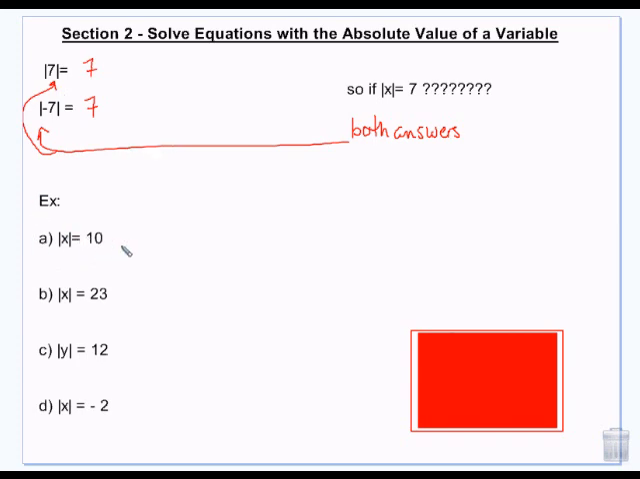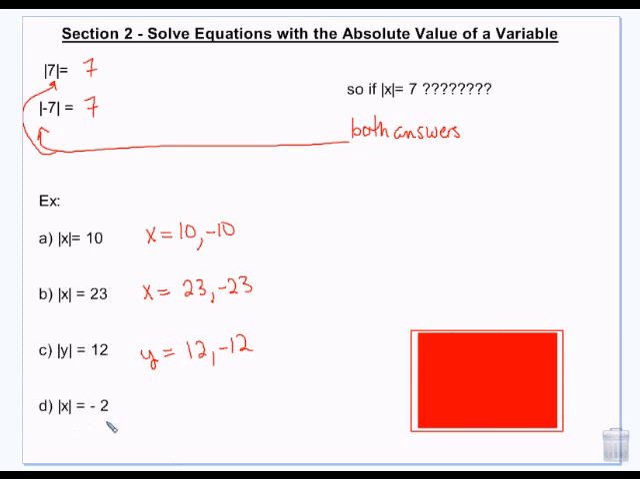So if the absolute value of x equals 10, what was inside could have been 10 and it could have been negative 10. So that means x equals 10 or negative 10. So you put them both down. If the absolute value of x is 23, x equals 23, and it could also be negative 23. If the absolute value of y is 12, it doesn't have to be an x. y equals 12 or negative 12.